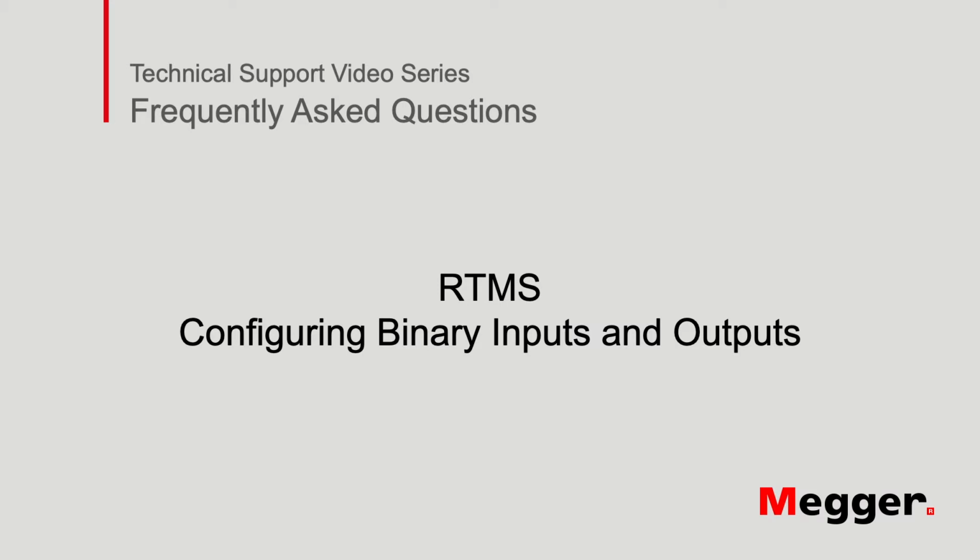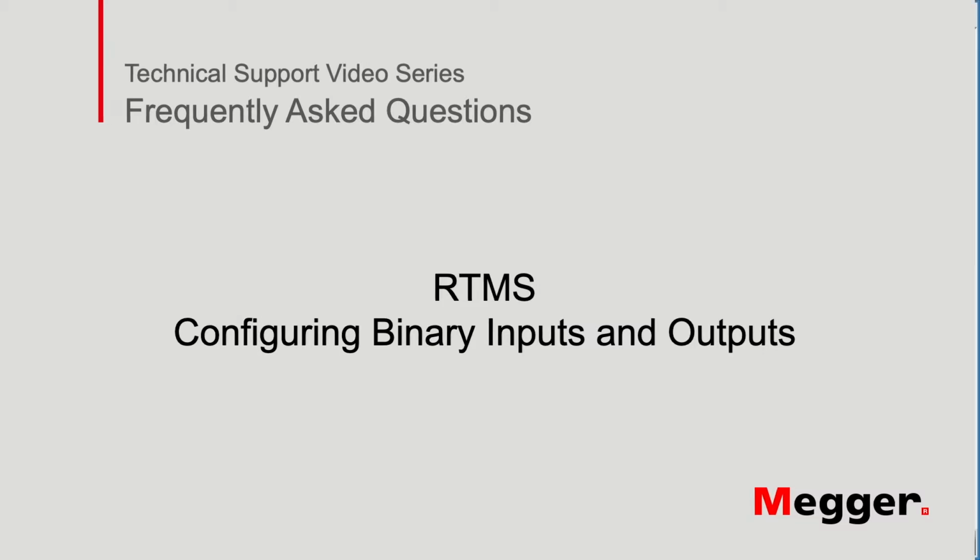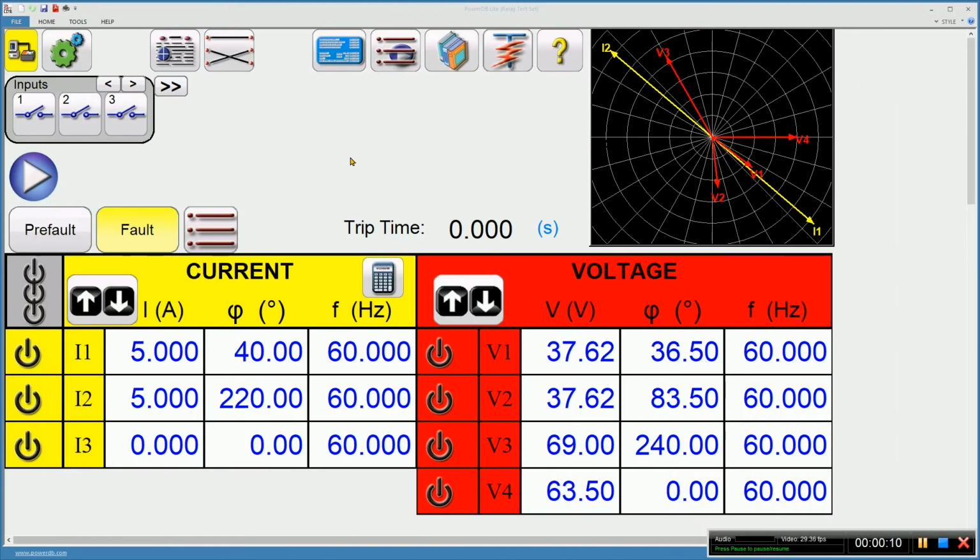In this video, you will learn how to configure binary inputs and outputs on SMRT relay test sets. Most SMRT relay test sets have 10 inputs and 6 outputs.